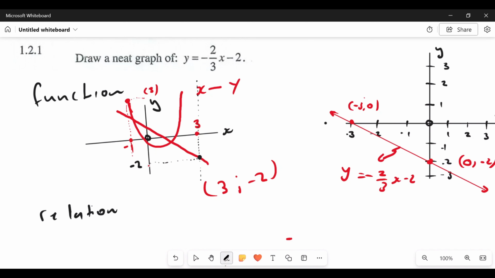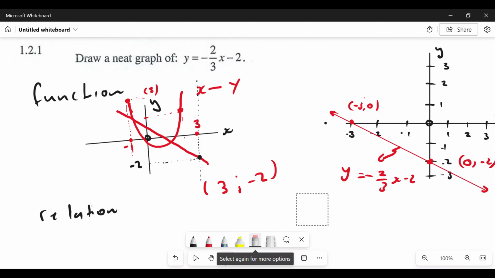So this is another method that you can use to distinguish between a function and a relation. I hope you guys managed to understand this one. Right, now let's see how we are able to tell if it's a relation or not.